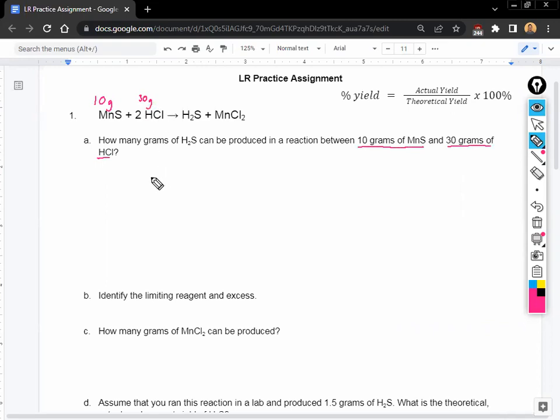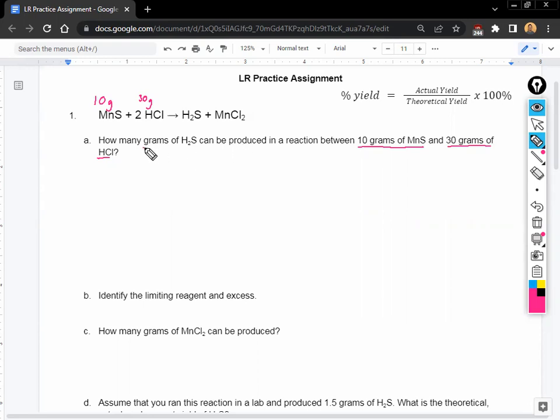Okay, so up until this point, we've always been talking about one starting number with excess, right? But now we have two different starting numbers, and that's the point of limiting reagents. What we're trying to do is figure out which one of these reactants runs out first.